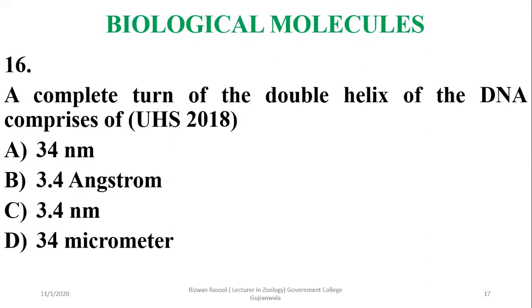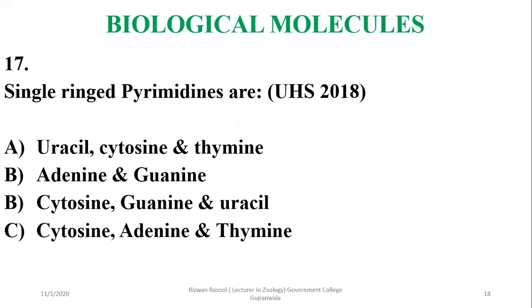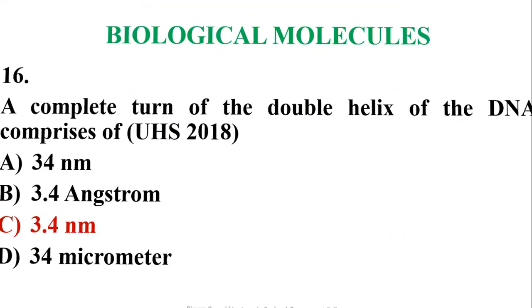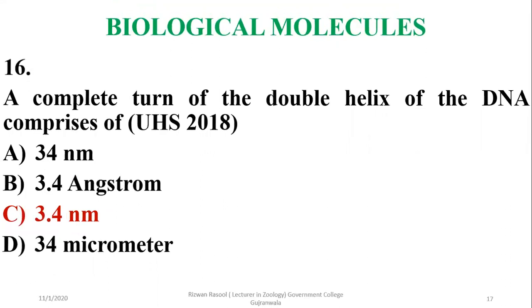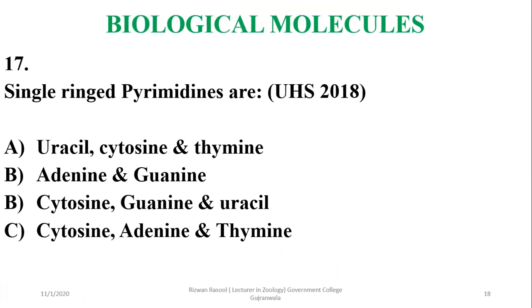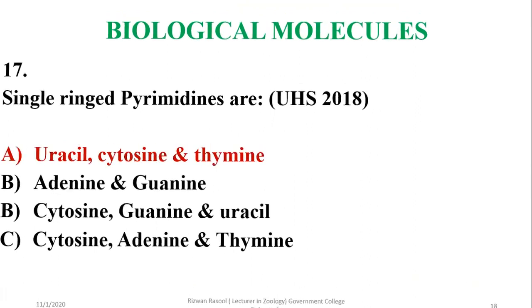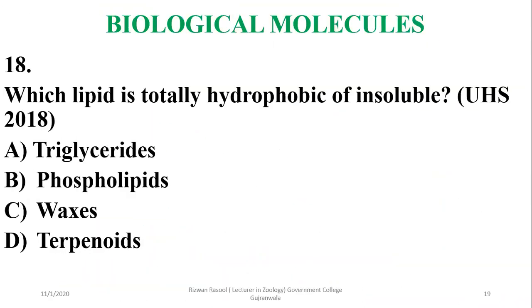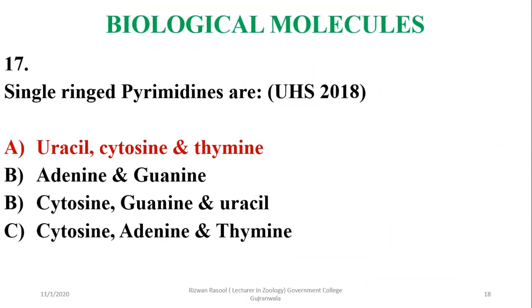A complete turn of the double helix of the DNA comprises 3.4 nanometer, and it contains 10 base pairs in this area. Single ring pyrimidines are uracil, cytosine, and thymine, while double ring ones are known as purines and include adenine and guanine. Right option over here is alpha.